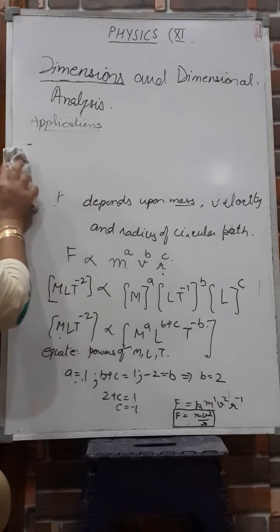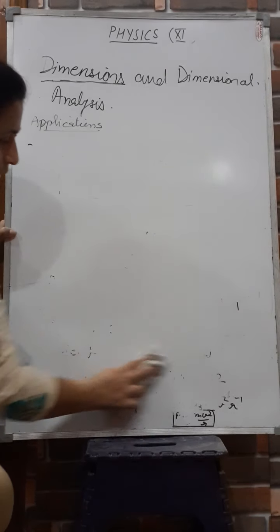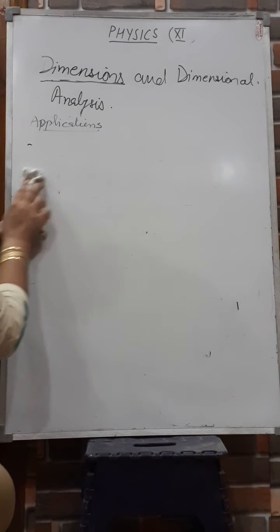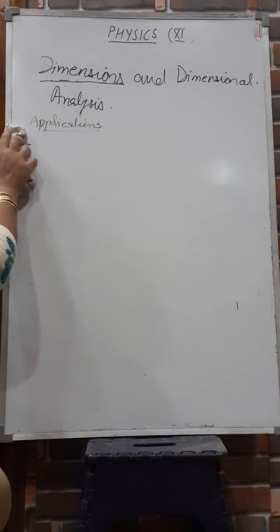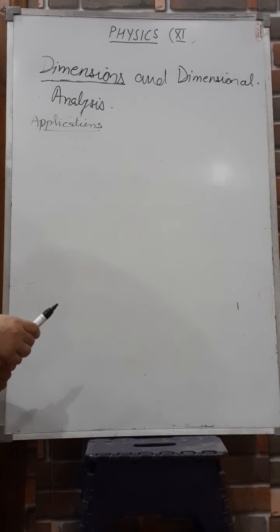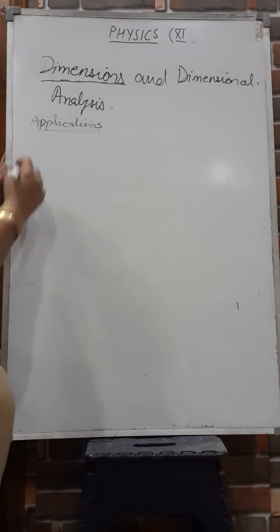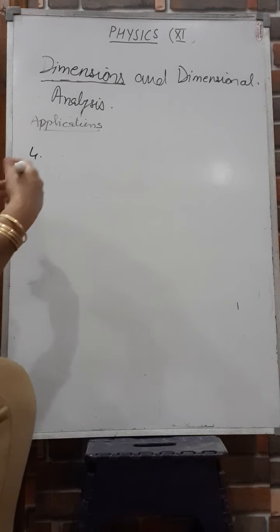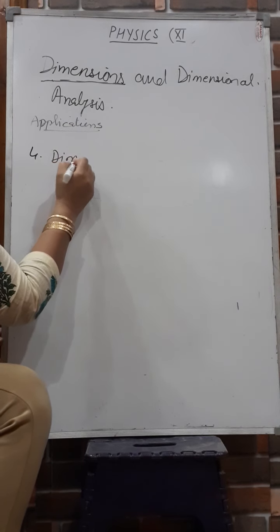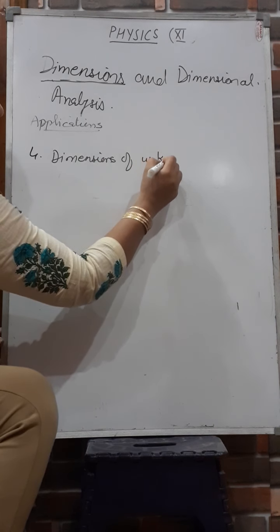Now the last one. The limitation of dimensions is you can't find out the constants. In case of derivation of a formula, the value of k you can't find out with the help of dimensions. That is always calculated experimentally, right? Now the fourth application, finding the dimensions of an unknown quantity.